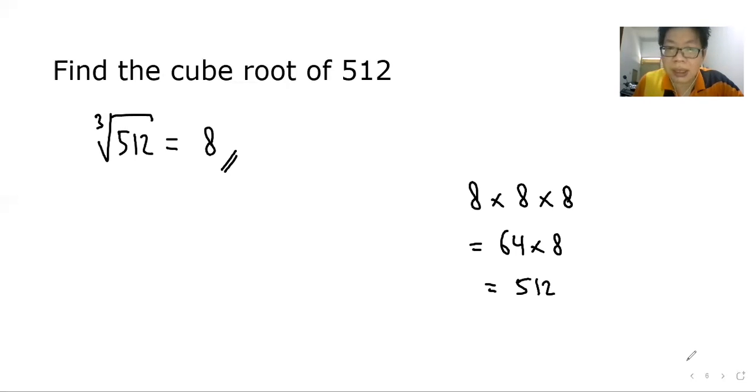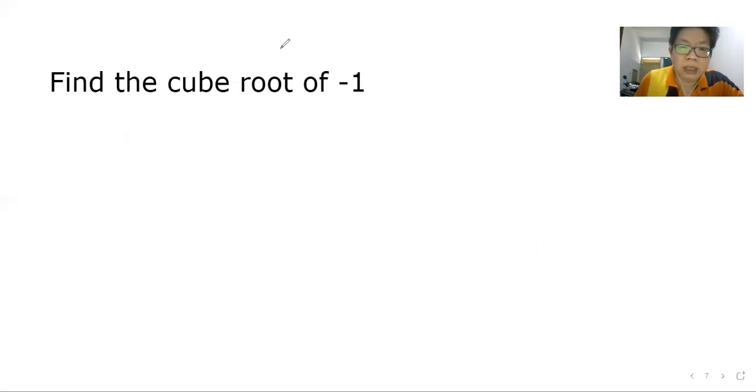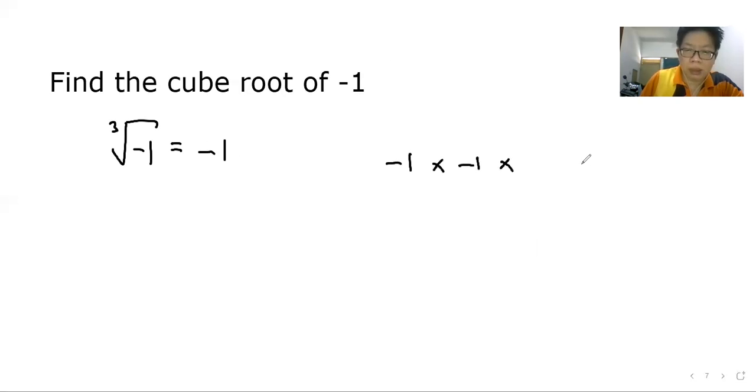Try the next one. Find the cube root of negative 1. The cube root of a negative number has to be a negative number, because negative times negative will yield a positive, but positive times negative will yield a negative number. And 1 times 1 times 1 is equal to 1. So the cube root of negative 1 is negative 1.